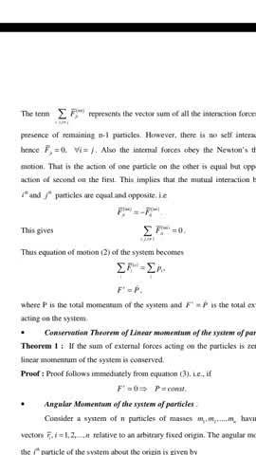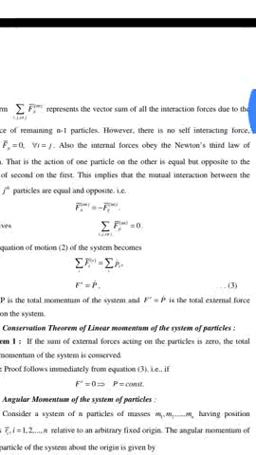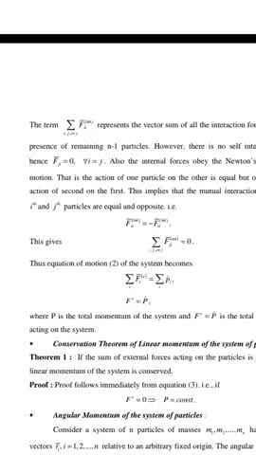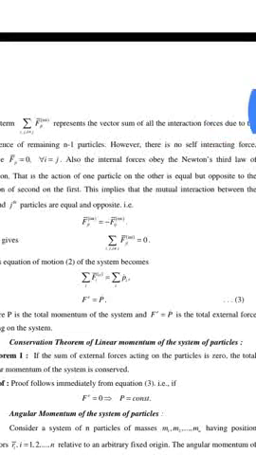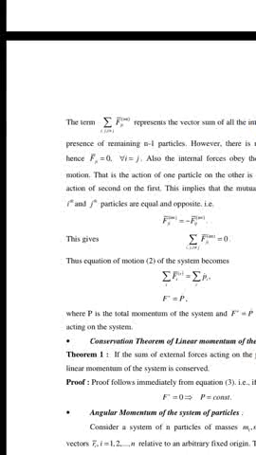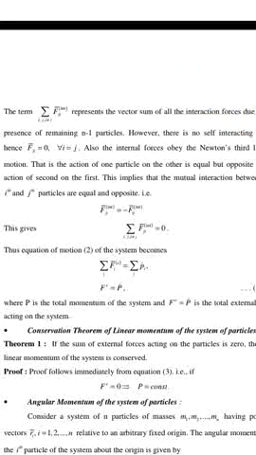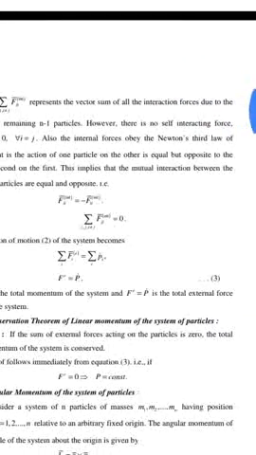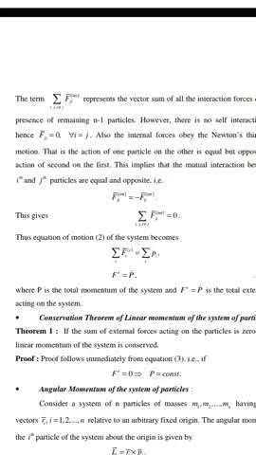Also, the internal forces obey Newton's third law of motion, that is, the action of one particle on another is equal but opposite to the action of the second on the first. This implies the mutual interactions between the ith and jth particles are equal and opposite, that is Fij internal is equal to minus Fji internal. Therefore the sum of Fji internal is equal to 0.